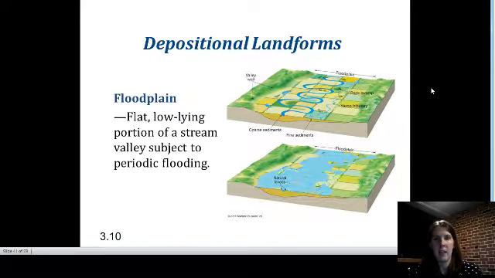Finally, like I alluded to earlier, we have our floodplains. These are regions in a channel or a stream valley that are flat, low-lying portions that are subject to periodic flooding. Because they're so flat, any flooding that would overbank these natural levees would easily flood this entire valley, because there's no change in elevation. It's all the same elevation here.